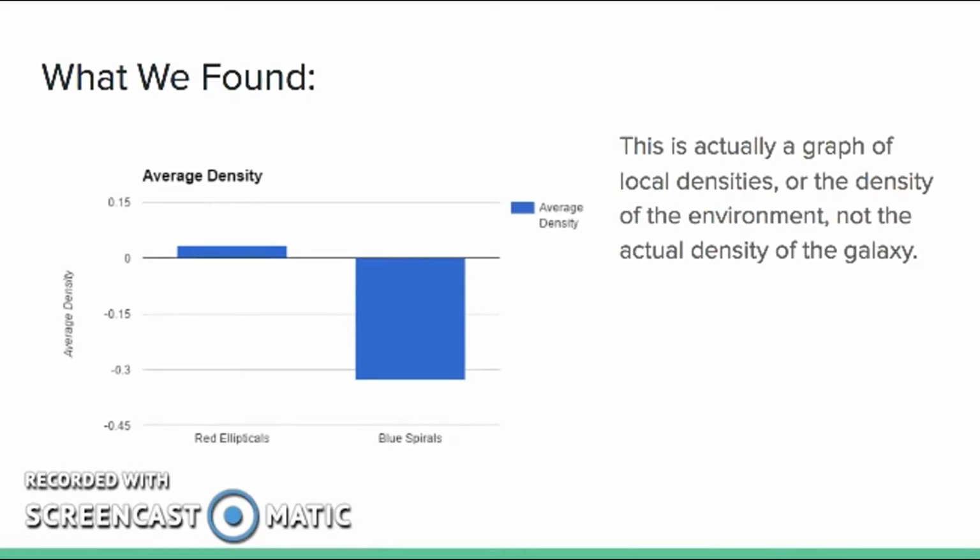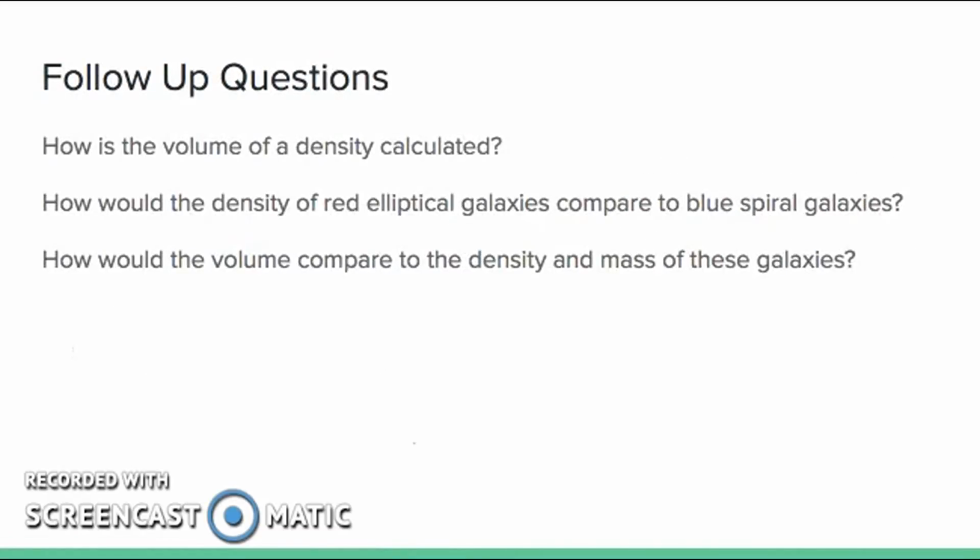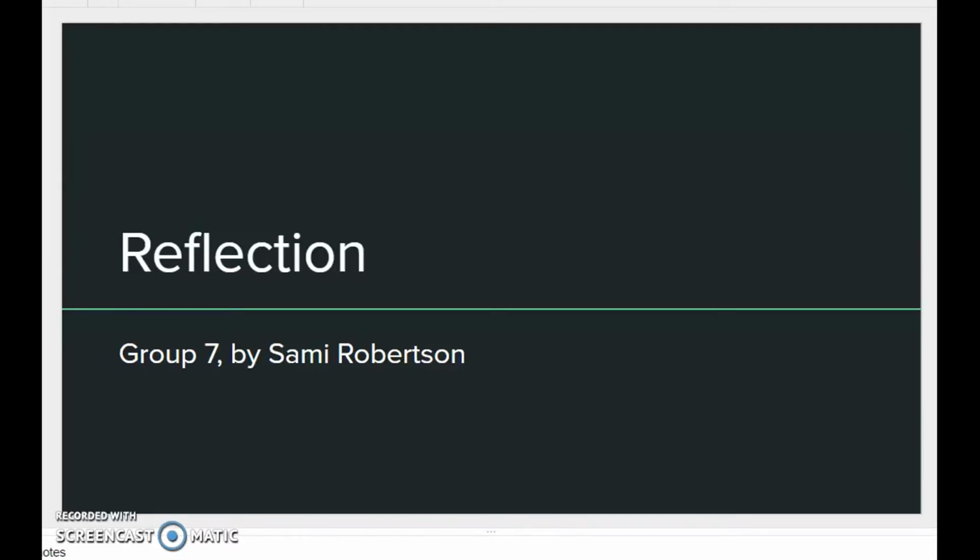Based on our conclusions, we have a few follow-up questions. We would like to know how the volume of a galaxy is calculated. We wanted to find the density of the actual galaxy, but realized we couldn't because we weren't given the volume of the galaxy. We would also be interested in comparing the volumes of the galaxies to their masses and densities, because we found a trend in their masses, and are curious to see if there would also be a trend with density and volume. And to end our project, we have a quick reflection.